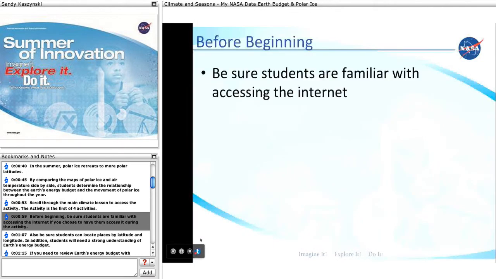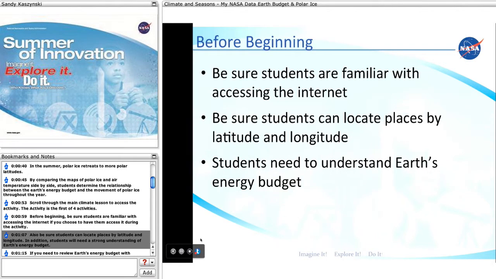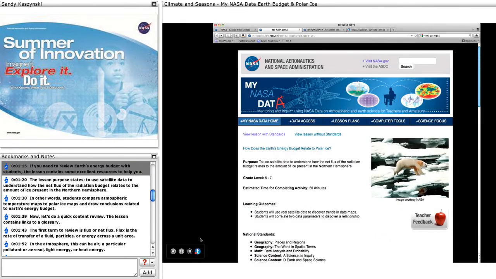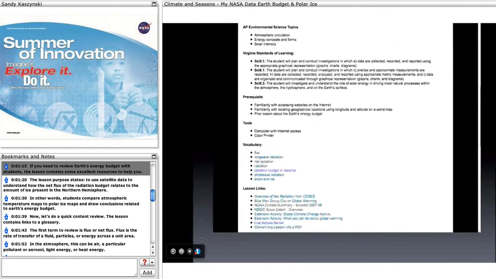Before beginning, be sure students are familiar with accessing the internet if you choose to have them access it during the activity. Also be sure students can locate places by latitude and longitude. In addition, students will need a strong understanding of Earth's energy budget. If you need to review Earth's energy budget with students, the lesson contains some excellent resources to help you.